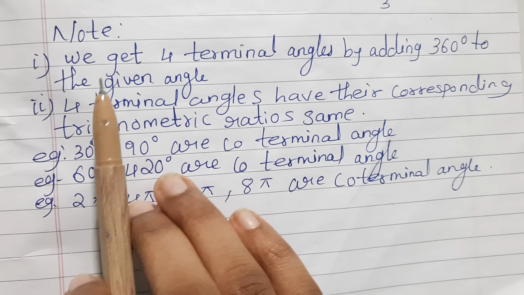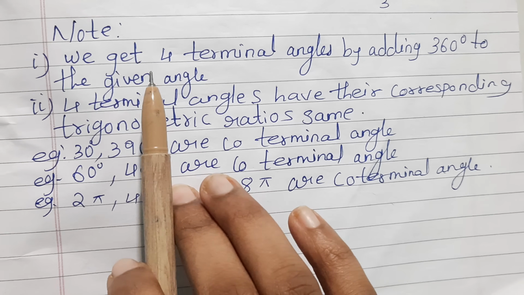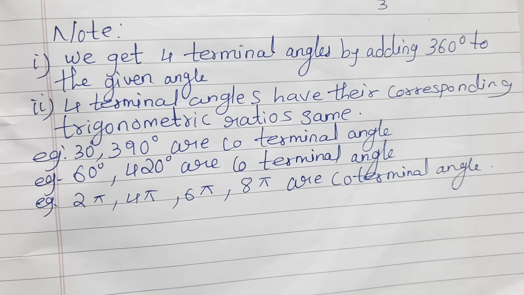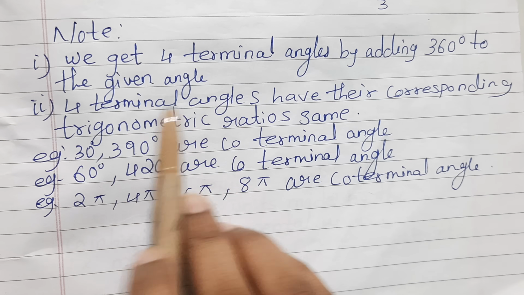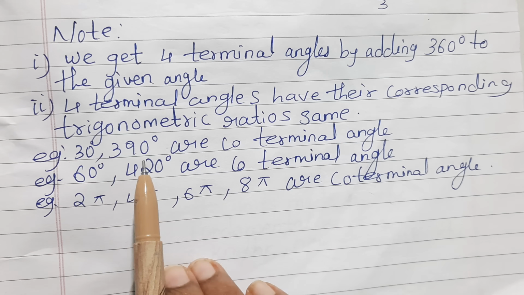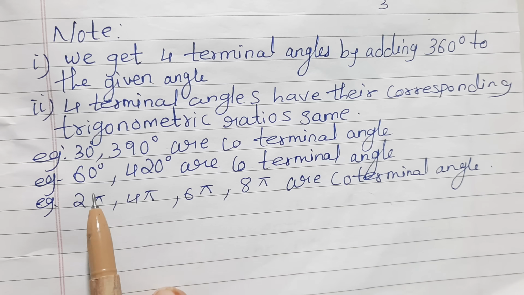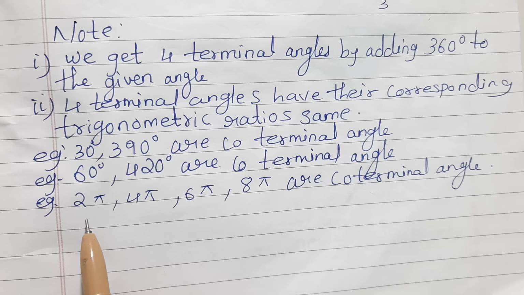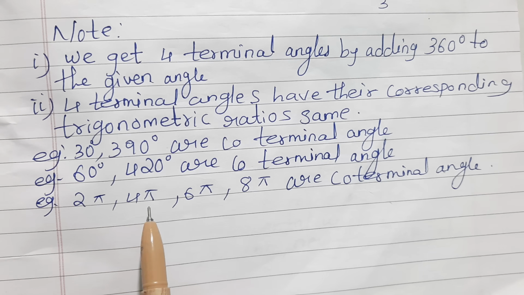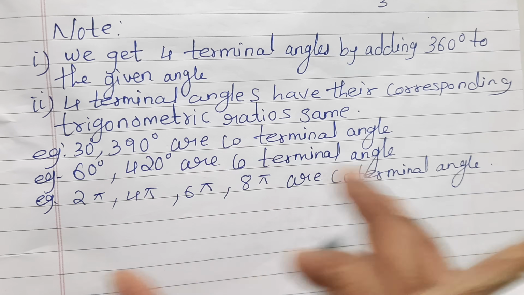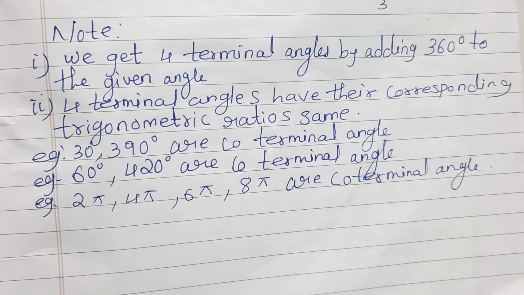Just take down this note that we get coterminal angles by adding 360 degrees to the given angle. The second one is that coterminal angles have their corresponding trigonometric ratios the same. 30 degrees and 390 degrees are coterminal angles. 60 degrees and 420 degrees are coterminal angles. For example, here you have one more example: 2 pi, 4 pi, 6 pi, 8 pi are coterminal angles. So this is a very important note which you have to take down, as it will be required.